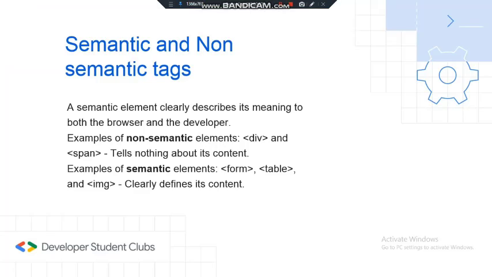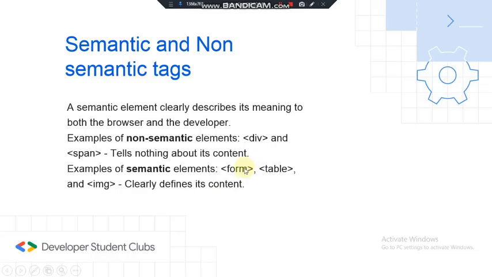So now that we have seen how we can add emojis to our web page, let's talk about semantic and non-semantic tags. A semantic element clearly describes its meaning to both the browser and the developer. So first let's move to examples of semantic elements. You can see form tag, table tag, and image tag are semantic elements because they clearly define their content.